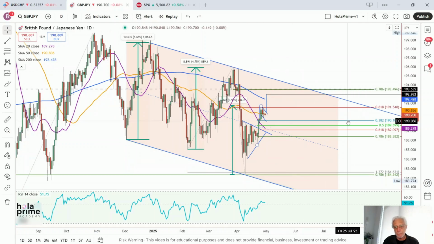But the potential is somewhere higher, up closer to the top of the channel if the pattern overall follows through. Now, that doesn't mean it will. It just means that it could. So there is more potential upside.